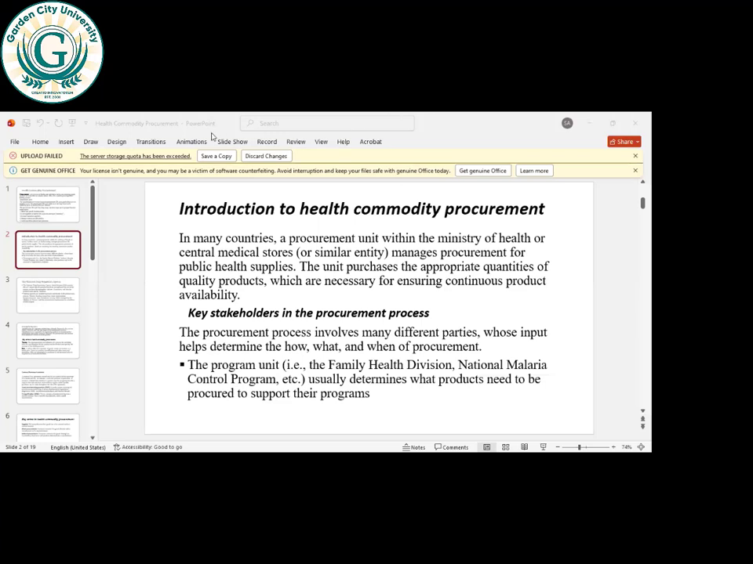I don't want to repeat it because there is a portion under the key terms.